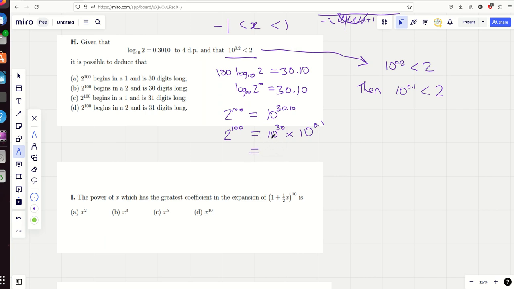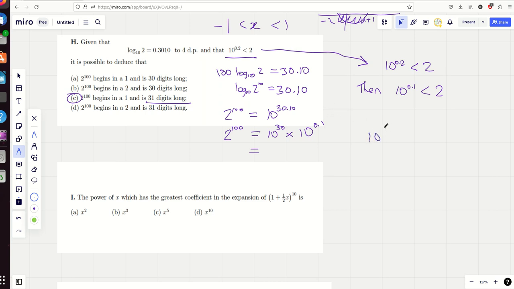Which means it must start with a 1, because this is less than 2. Let's say this was like a 1.9. We'll be doing 10 times 10 times 10, like 30 times, and then times it by 1.9, which means it will start with a 1. We've also multiplied by 10 30 times, and therefore it's going to be 31 digits long, because the 1 counts, and it's going to have 30 zeros after it. So yeah, not easy that one. I thought that was quite subtle.